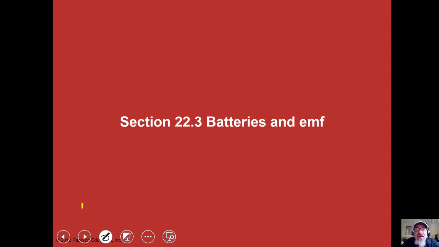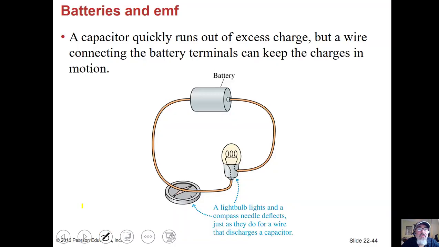Okay, so a little bit about batteries. Batteries are kind of like a stair lift. Batteries take us from a lower level to a higher level. How can that be? Let's take a look. So a capacitor quickly runs out of charge, but a battery keeps its charge. So you can think about it as a ski lift. It's taking charge from one side, moving it up to the next side, and it's free to go through the wires and through light bulbs, whatever you have connected to it.